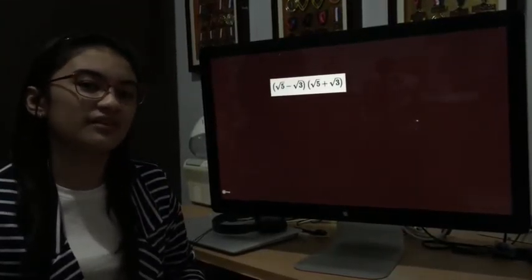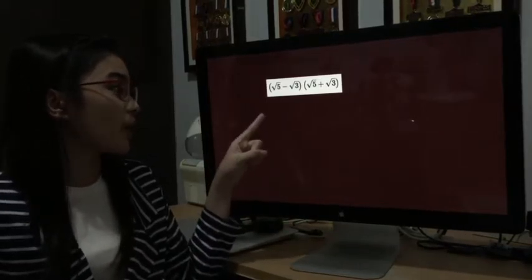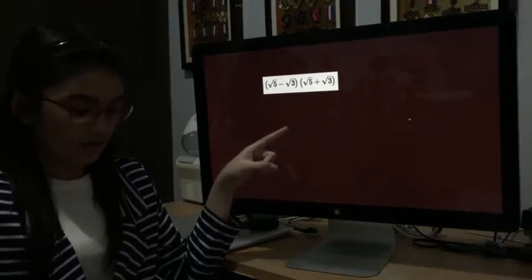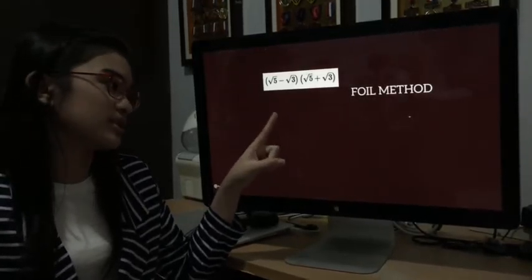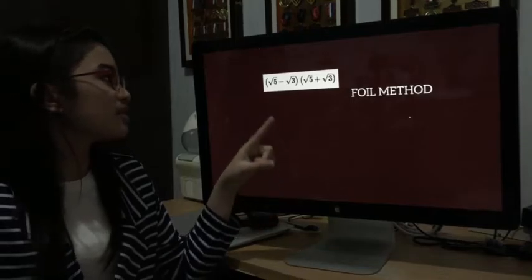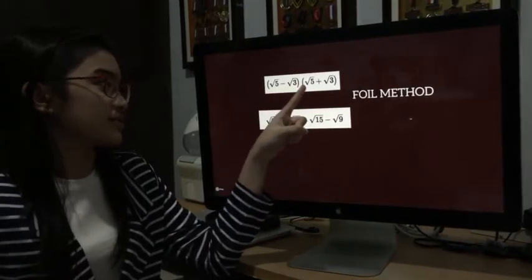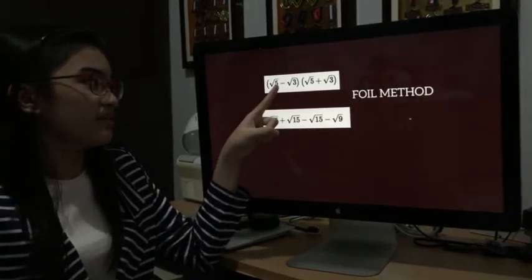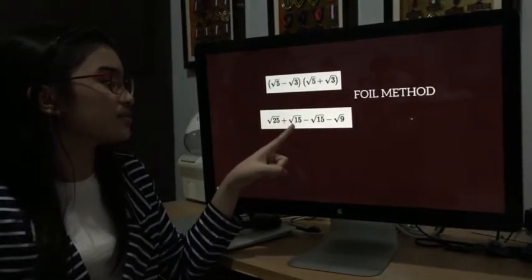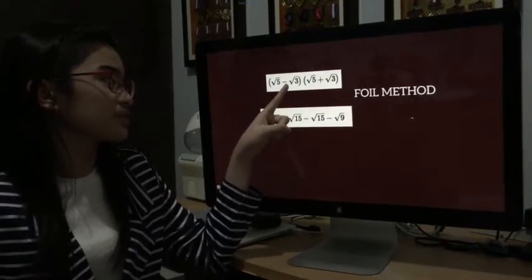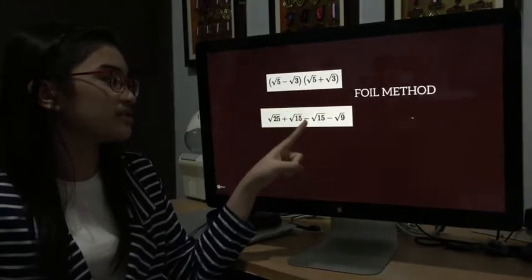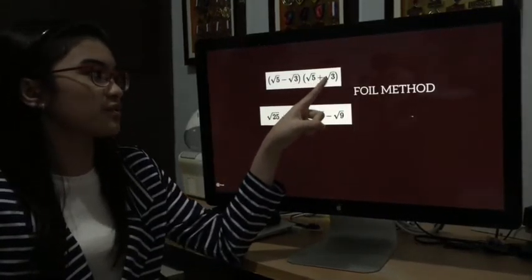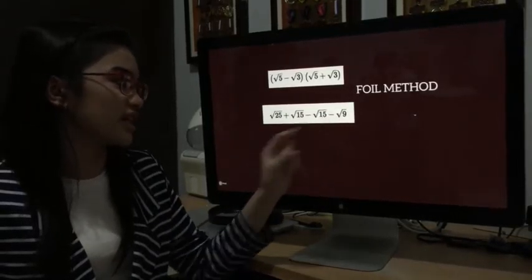Now let's apply what we have learned on this example. Square root of 5 minus square root of 3 times square root of 5 plus square root of 3. We must use the FOIL method, which means first, outer, inner, and last. So, square root of 5 times square root of 5 is equal to square root of 25. Square root of 5 times square root of 3 is equal to square root of 15. Negative square root of 3 times square root of 5 is equal to negative square root of 15. Negative square root of 3 times square root of 3 is equal to negative square root of 9.